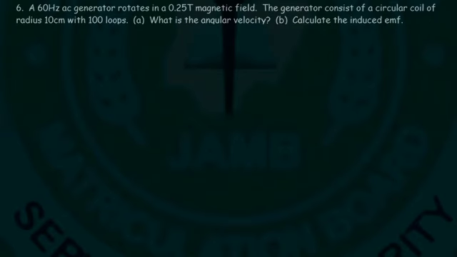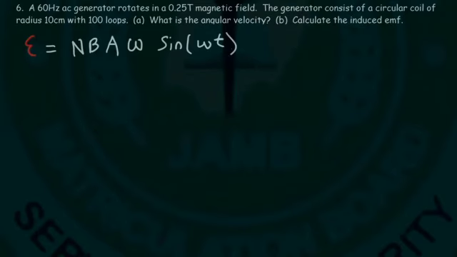The induced EMF of a generator can be found using this equation. It's equal to N, which represents the number of loops, times B, the strength of the magnetic field, times A, the area of each loop, times omega, which is the angular velocity, times sine omega t. I'm not going to focus on deriving this equation, but this is the formula that you need to know for an AC generator if you want to calculate the induced EMF for it.